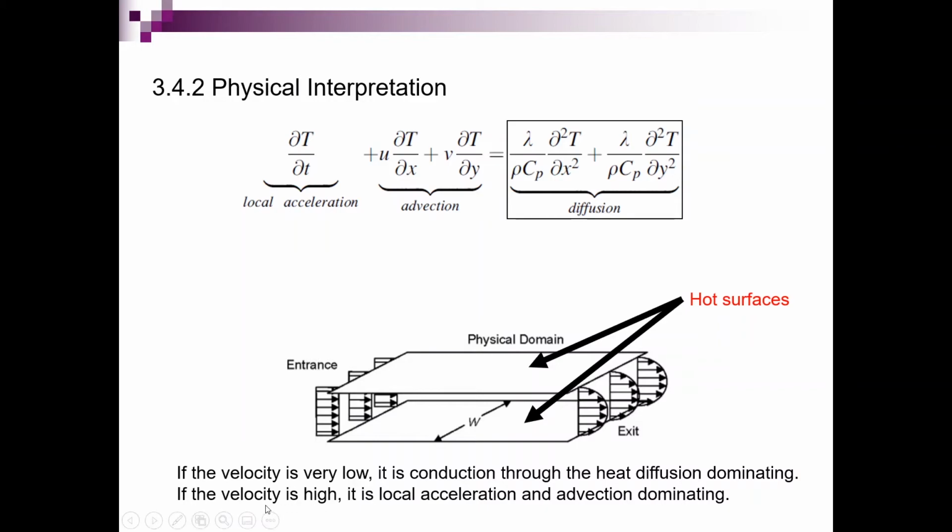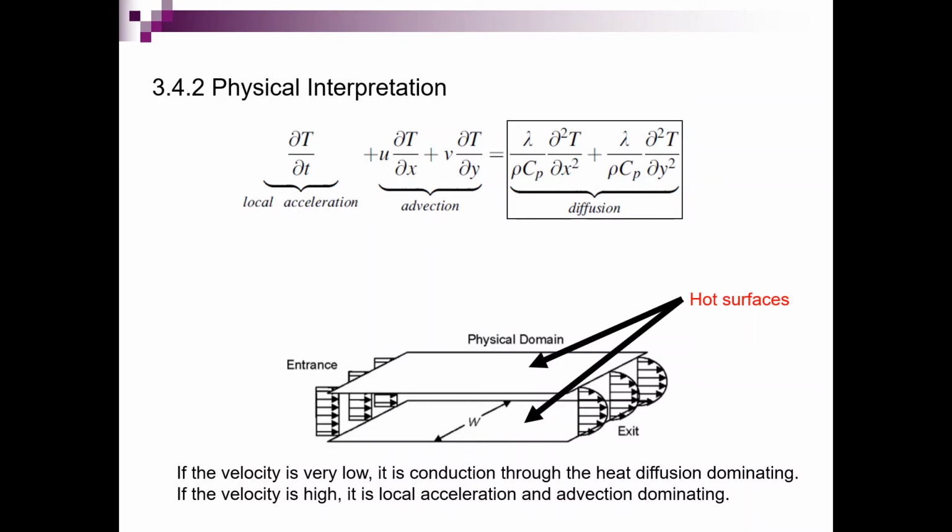Meanwhile, when the velocity of the fluid is high, it is local accelerations and advection dominating. It depends: if the flow is unsteady, local accelerations dominating will take place. If the flow is steady, it is advection dominating. Since the fluid is moving very fast, we keep supplying cold fluid into the domain, so the fluid in the domain will take quite some time to become hot. This is what advection dominating is.